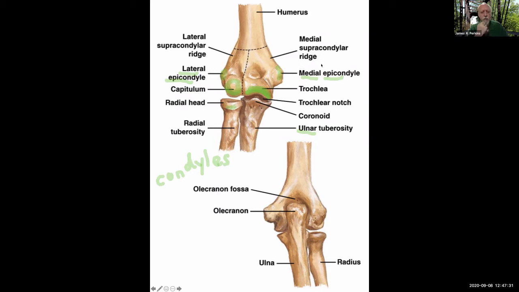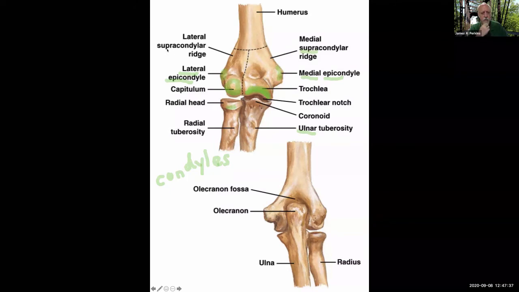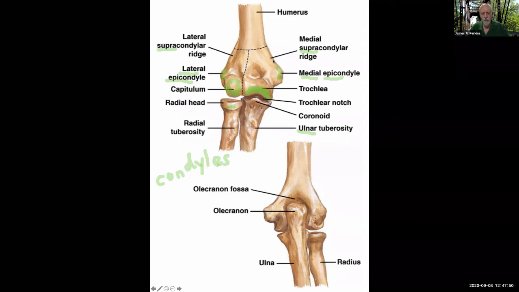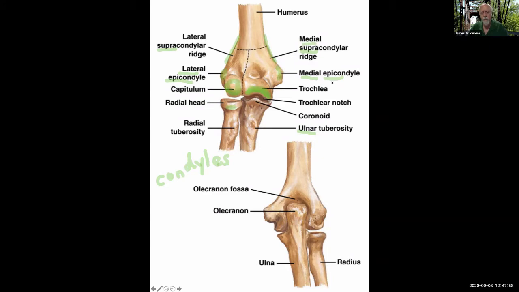Then superior to the epicondyles are a pair of ridges, and these have the word supra in them, referring to superior. So these are even higher up than the epicondyles. These are supracondylar ridges. They're called ridges because they actually are sort of like a sharp crest that lies above the epicondyle. So there's one on the medial side and one on the lateral side. And these are also going to turn out to be important once we get down into the antebrachium, because some of the forearm muscles have their origin on these supracondylar ridges as well.